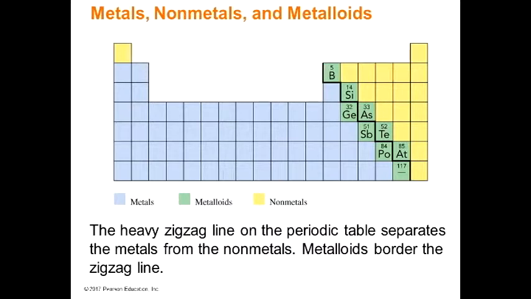Here, these are used in the electronic industry: cell phones, iPads, televisions. These are called metalloids, along the diagonal of the periodic table.